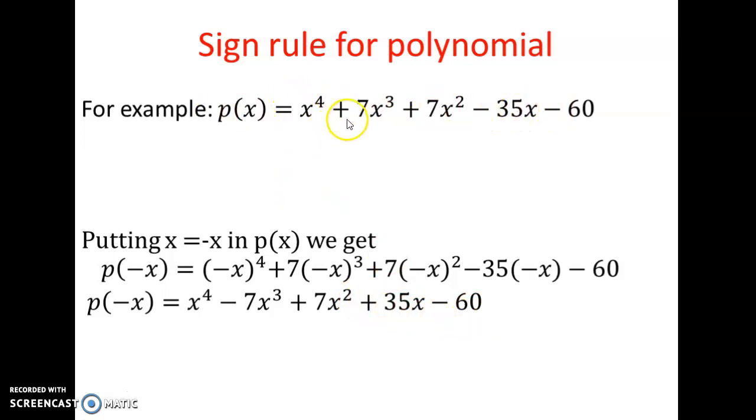Here positive to positive is no change, positive to positive no change, positive to negative one change, negative to positive no change. That means only one change when x is positive, so only one positive value of x is possible here. In the case of negative x, how many changes do we get? Positive to negative one change, negative to positive two changes, positive to positive no change, and positive to negative is 3 changes. So we get 3 changes of sign here. So we get 3 negative values of x and 1 positive value of x in this polynomial.